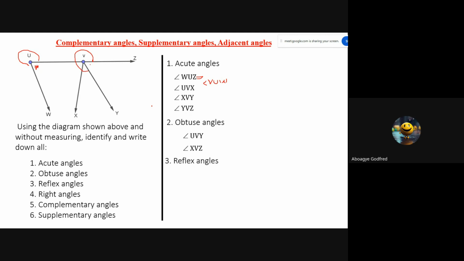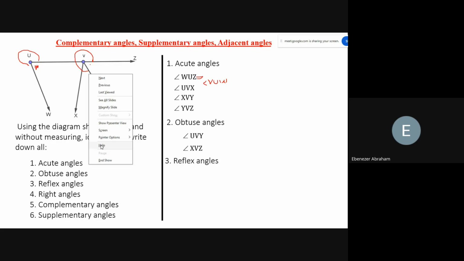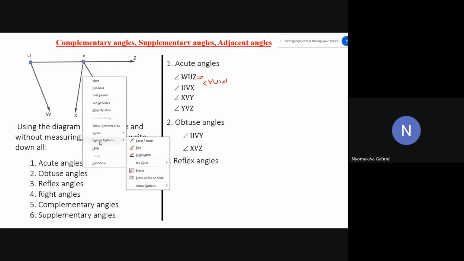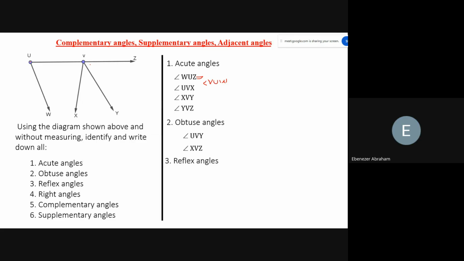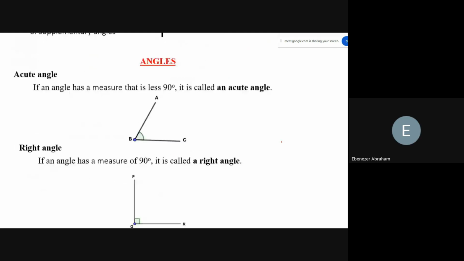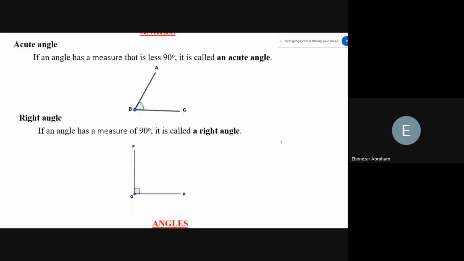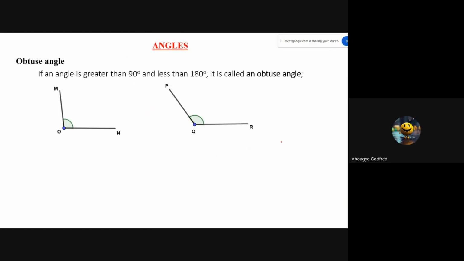Angle UV... Okay, let me see. Let me clean and then. Angle U, that is UVY. Okay, the exterior. Yes. So what's up? Yes. Angle UVX.